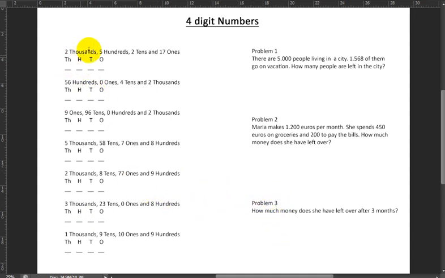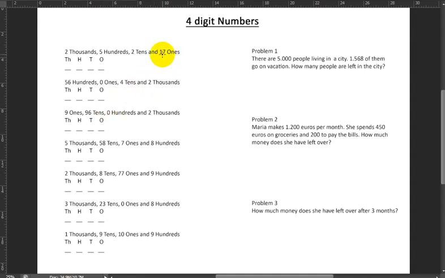So let's do this. We have 2,000s, 500s, 2 tens, and 17 ones. Now immediately you should notice something odd here. It says 17 ones. That's a 2-digit number. So what do we do here? How do we do this? We've never had a 2-digit number like this before.